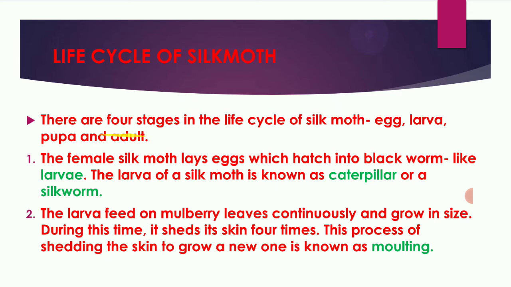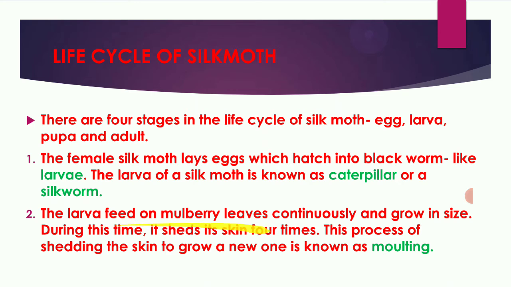Next, life cycle of silk moth. There are four stages in the life cycle of silk moth, that is egg, larva, pupa and adult. The female silk moth lays eggs which hatch into black worm-like larvae. The larva of the silk moth is known as caterpillar or silkworm.